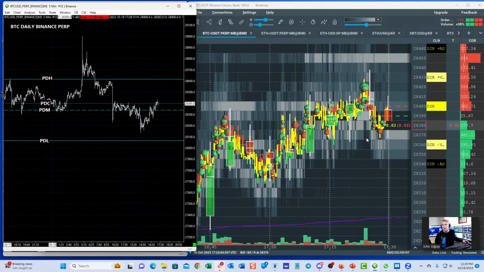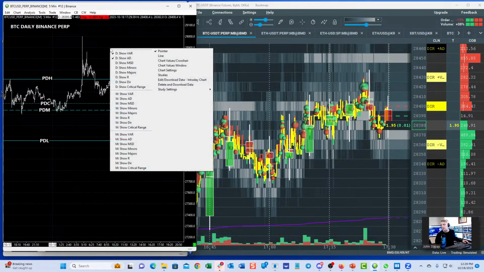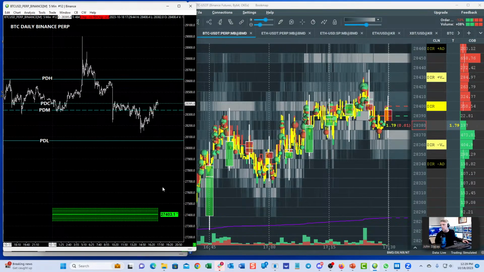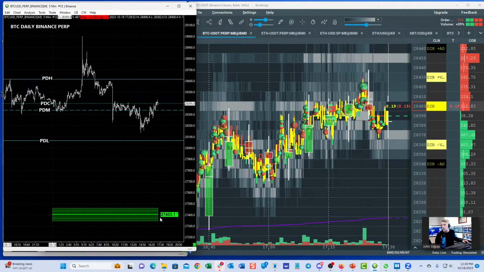Because you have to be. You cannot react here. You have to anticipate. And the structure gives you the opportunity to anticipate. Here we know the market went above the previous day's high, and we do know that the buying energy of the market is below the market.